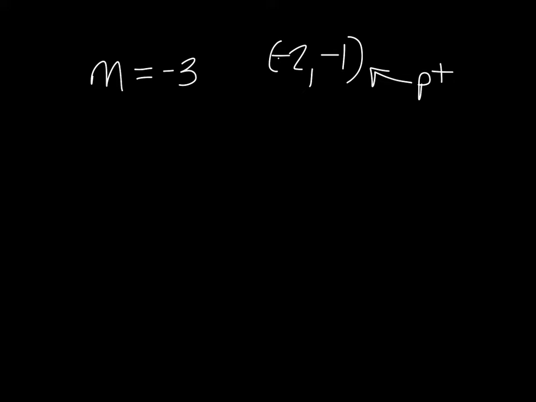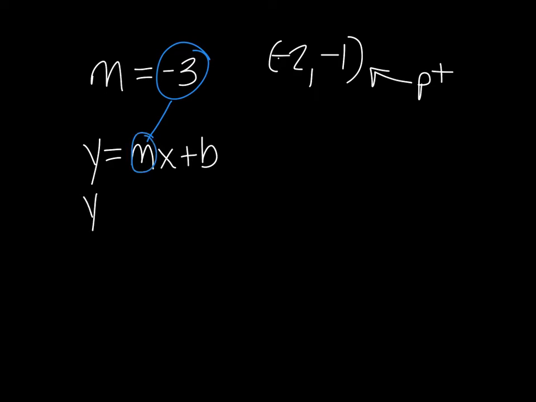So you are going to be given this information. So let's say we are told that the slope is -3, and this point, (-2, -1), is on your line. Okay, so you know a point on your line, and you know your slope. So slope-intercept form is like this. I know my slope, right? I know that's -3, so I can replace m with -3. So now we have y equals -3x plus b.